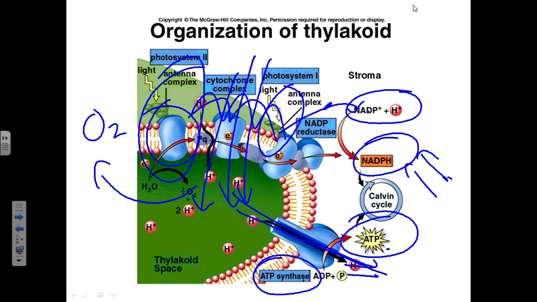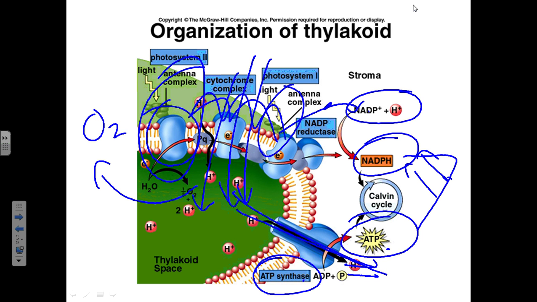That's the third product. You need to know 3 or 4 things for sure about the light-dependent reactions. First of all, they have to happen first. They have to happen in the light. They happen where? Where are we looking at here? What is this? The thylakoid membrane. And they make 3 main things. Oxygen gas, NADPH, and ATP.